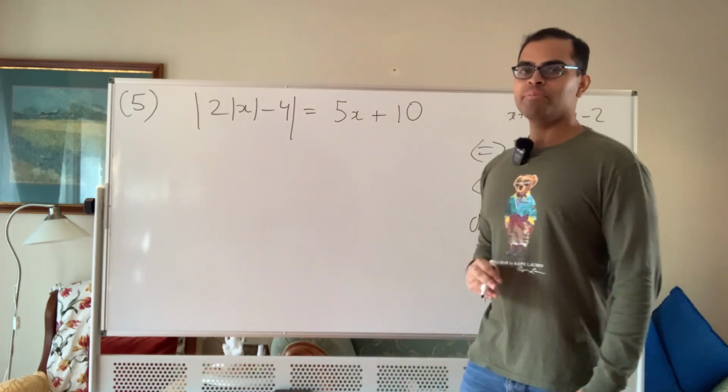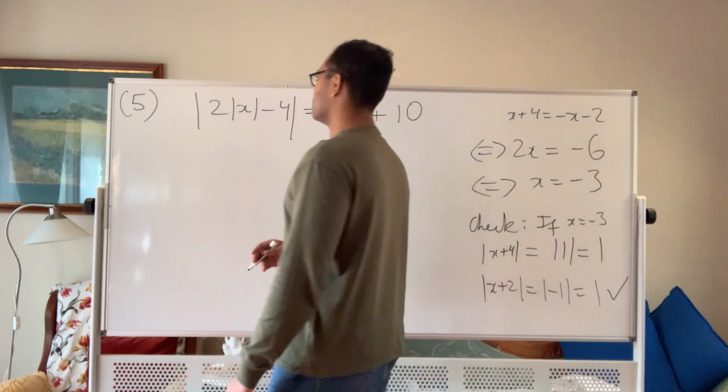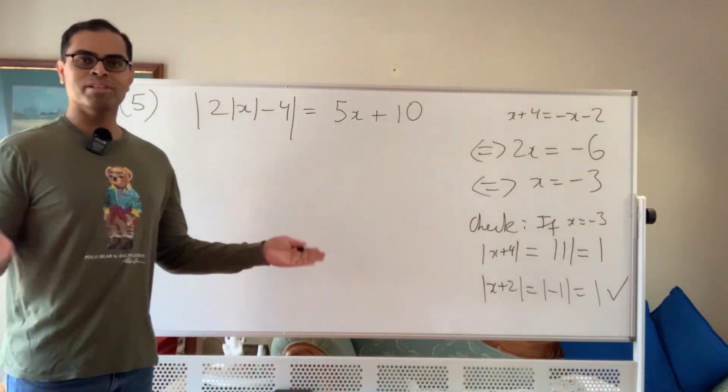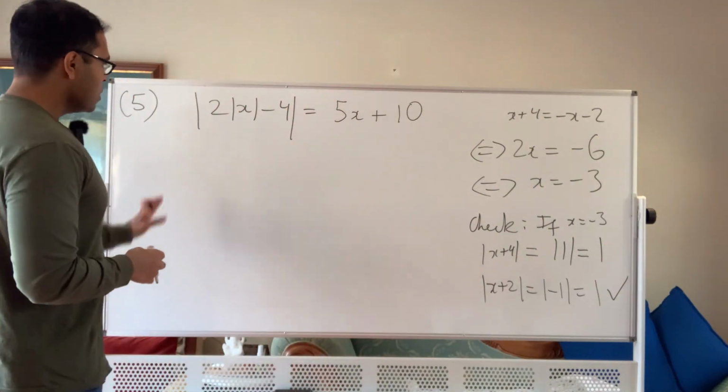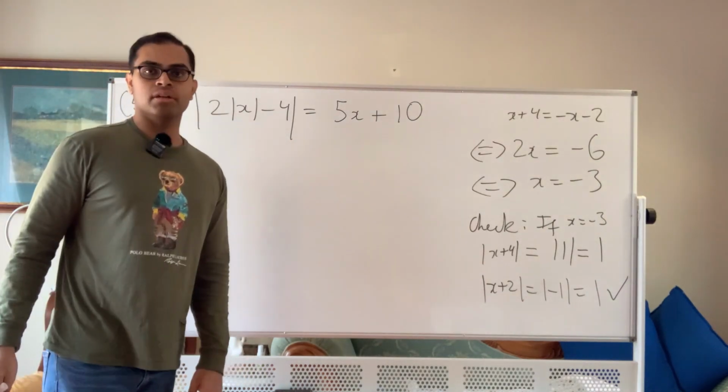Okay, so I'm coming up with these problems on the fly, by the way. I haven't actually pre-prepared them. So yeah, I'm also working it out as you're going along. So 2 absolute value x minus 4 equals 5x plus 10. How do we solve this problem?